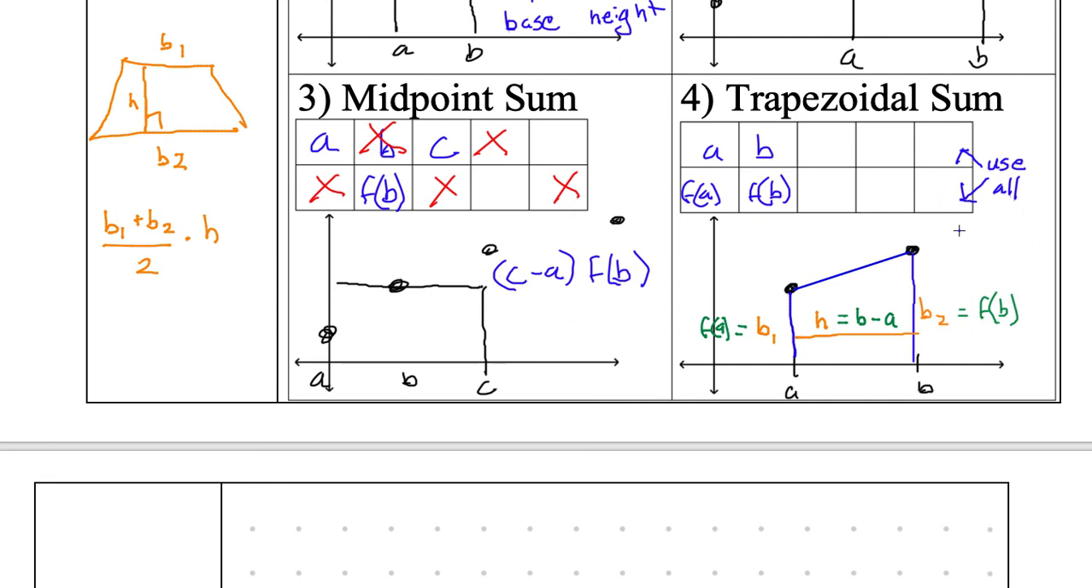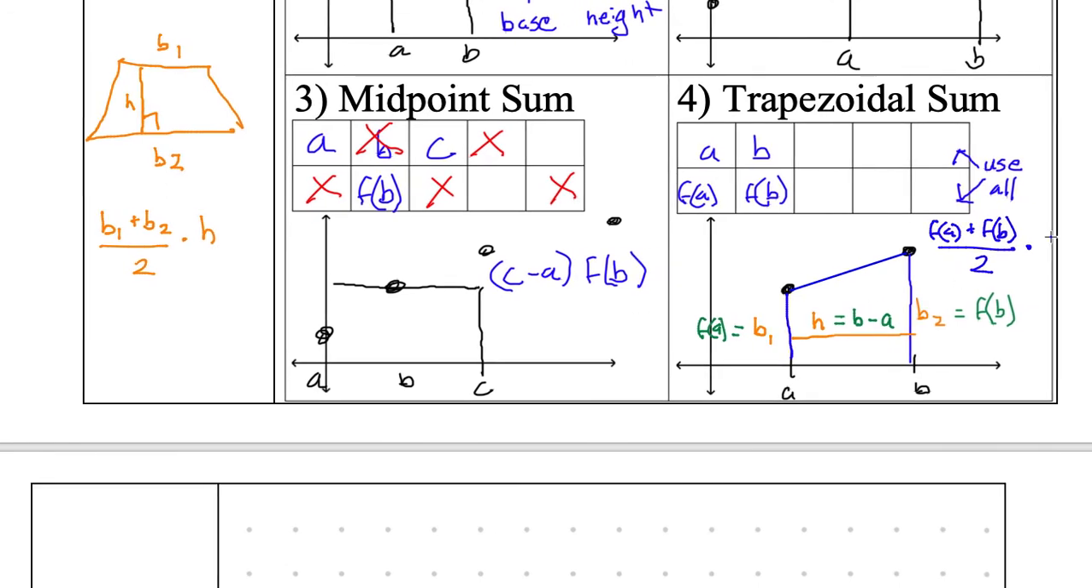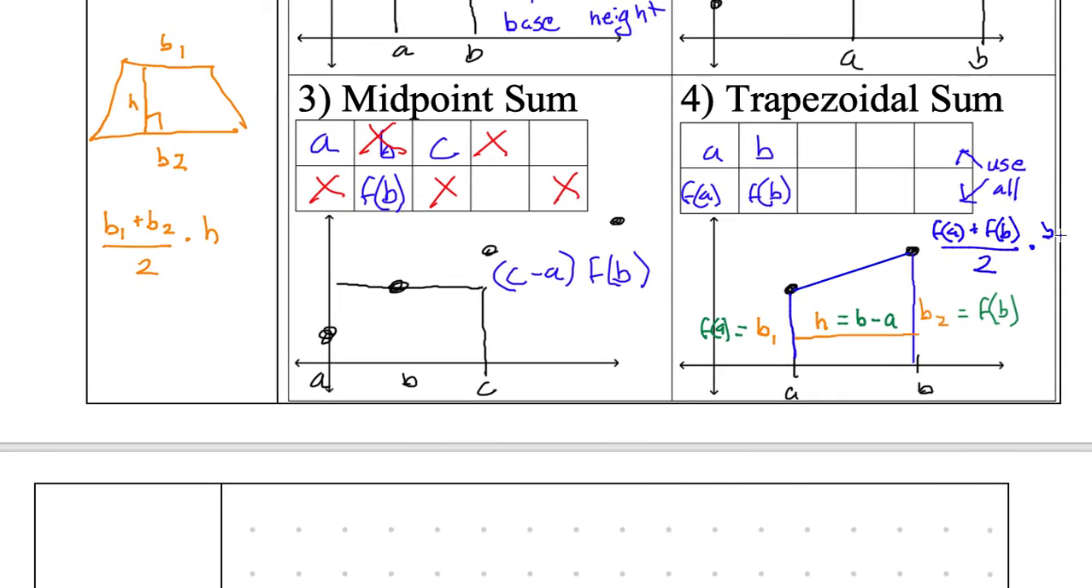Our formula should say f of a plus f of b, we're taking the average of the bases, adding those together, divide by 2, and then multiply by the height, which is times b minus a.